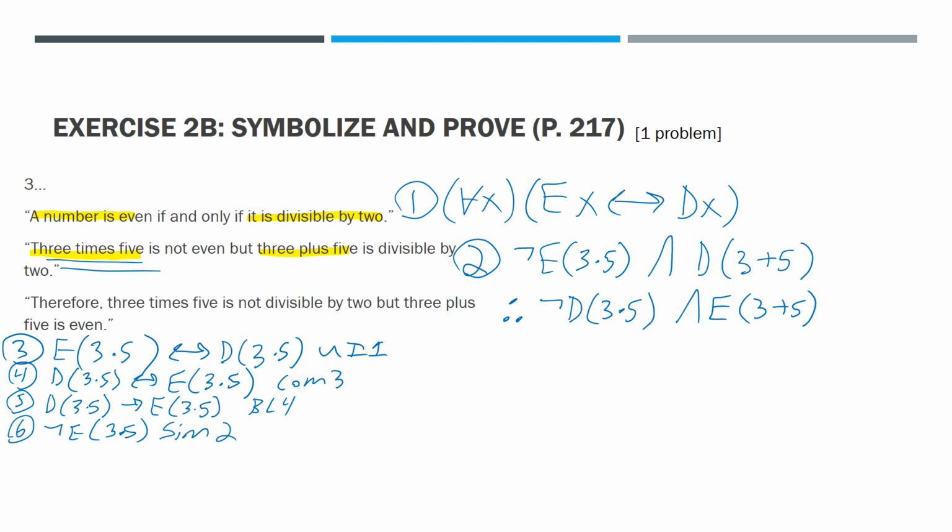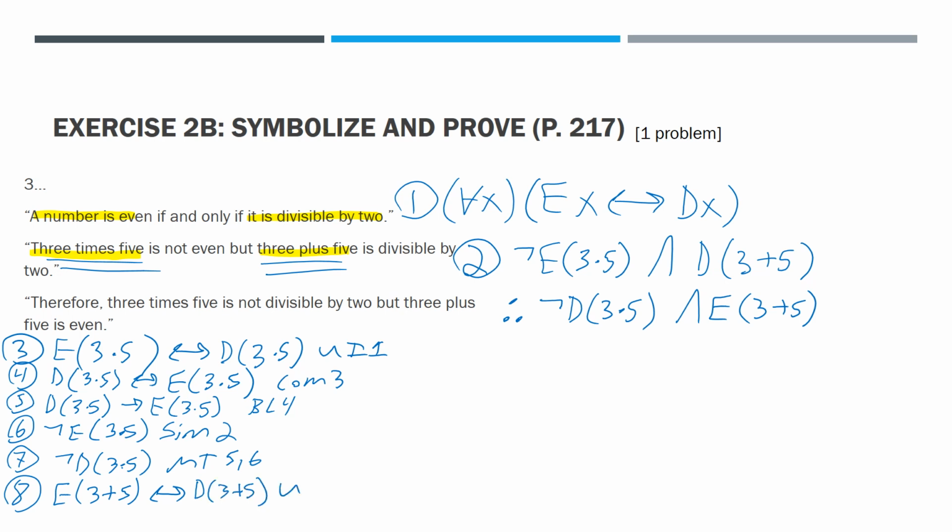And now we have a modus tollens inference we can make. So for 7, we can get not D(3×5) by modus tollens, 5, 6. Now we'll work with 3 plus 5. We'll do a universal instantiation. So for 8, we can get E(3+5) if and only if D(3+5) by universal instantiation, sentence 1.